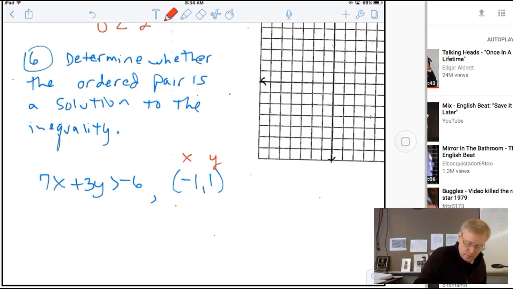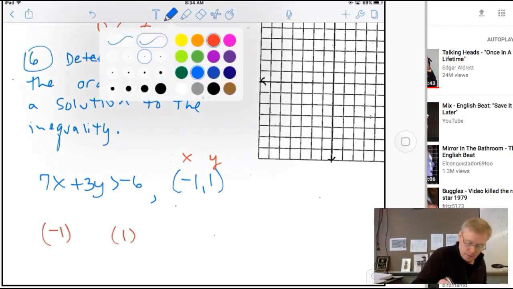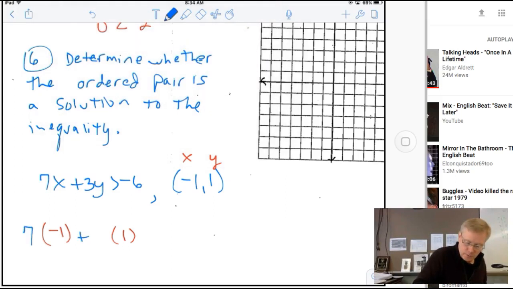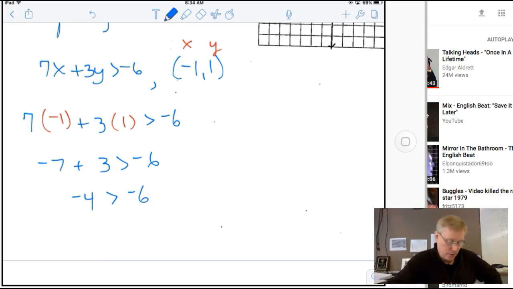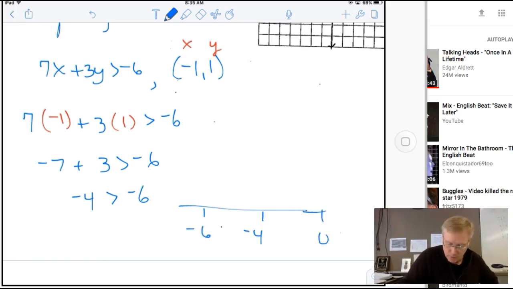And let's see, so if I take -1 and plug that in for x, and then I plug in 1 for y, the rest of this will stay the same. 7x plus 3y greater than -6. Okay, so 7 times negative 1 is negative 7. 3 times 1 is 3. Negative 7 plus 3 is negative 4. Now this is one of the tricky ones. Negative 4 is greater than negative 6. Remember, if it's out on my number line here, here's negative 6, here's negative 4, and over here is 0. Since it's to the right on the number line, this is greater, this is true. So yes, it's a solution.